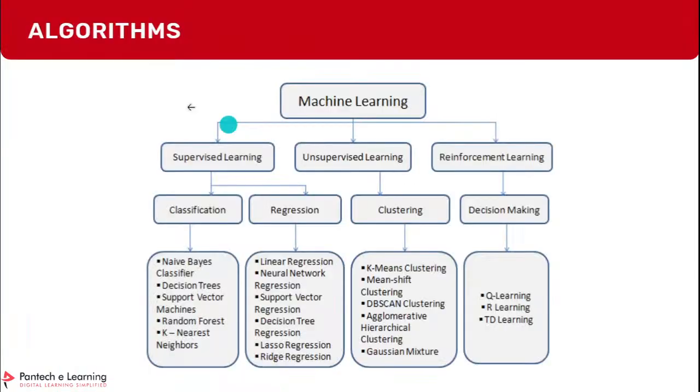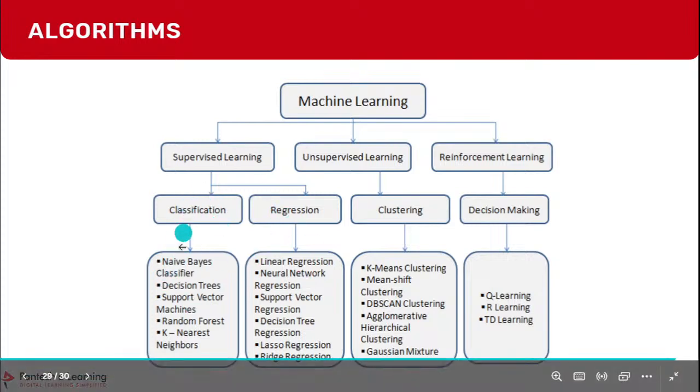Now, algorithms. We already know that machine learning has three types: supervised learning, unsupervised learning, and reinforcement learning. Supervised learning has two kinds of models: classification and regression. Classification has some algorithms, and regression also has some algorithms. Maybe Naive Bayes, decision tree, support vector, random forest, nearest neighbors. Similarly for regression: linear regression, neural network regression, support vector, decision tree, lasso, and ridge regression.